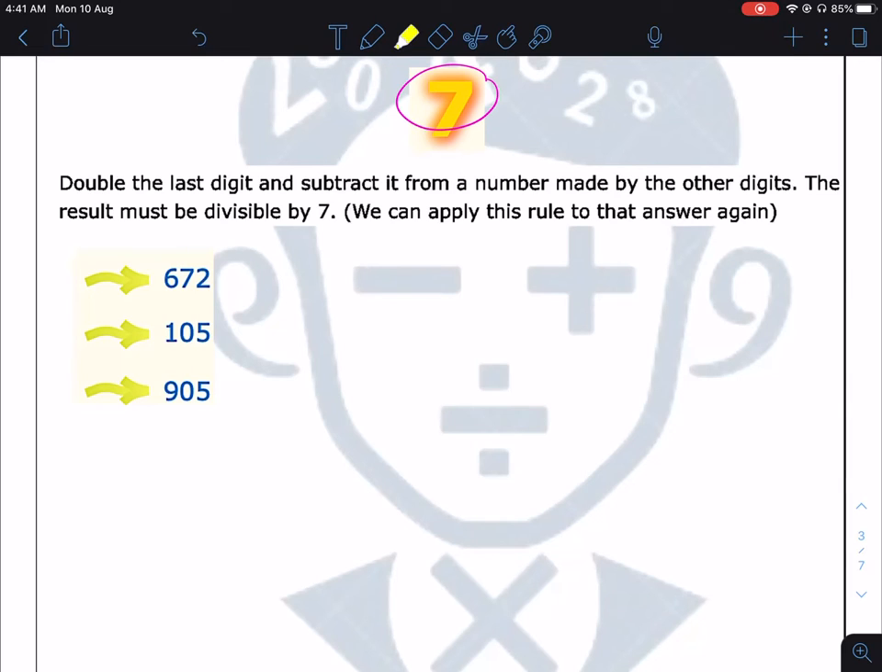Now divisibility by 7. To check divisibility by 7, double the last digit and subtract it from the number made by the other digits. Let's try this one. Cut the last digit. Double the last digit, which means multiply the last digit by 2. If you multiply the last digit by 2, it will be 4. And subtract from the left number. The left number is 67. Subtract the double of the last digit from the left number. How much is 67 minus 4? It will be 63. This number is divisible by 7, so yes, the whole number is divisible by 7.